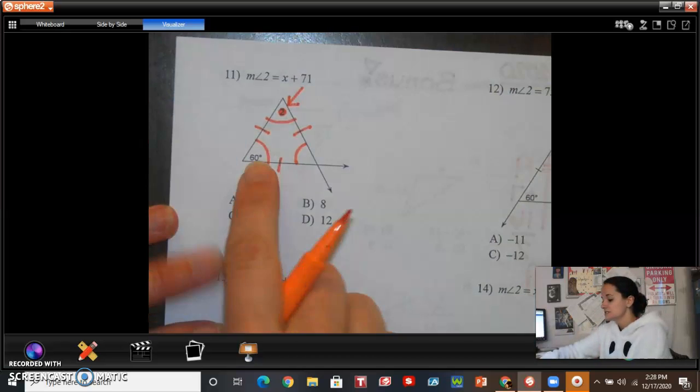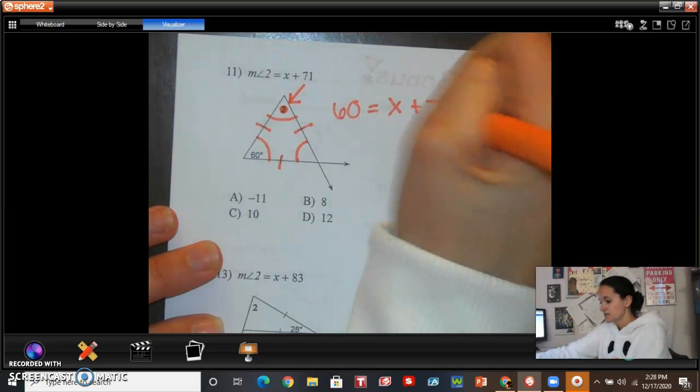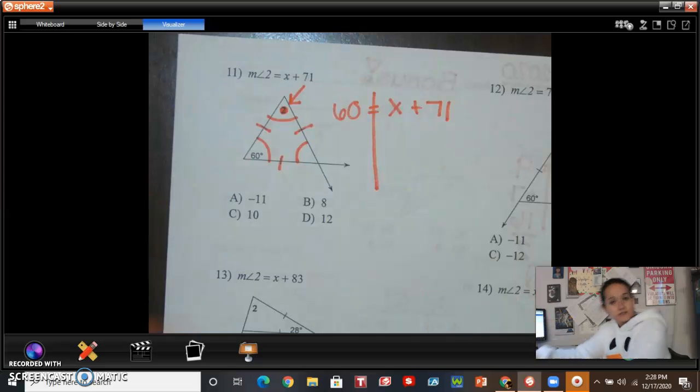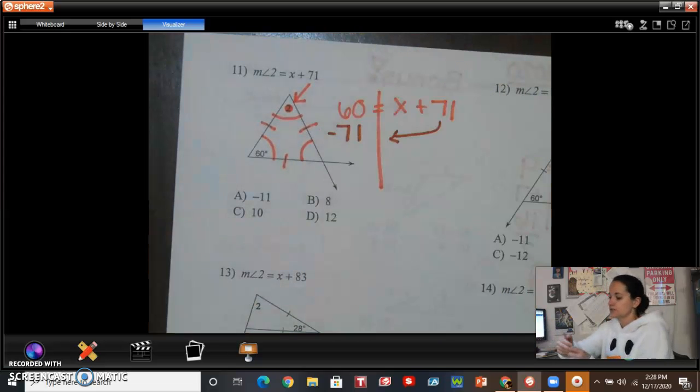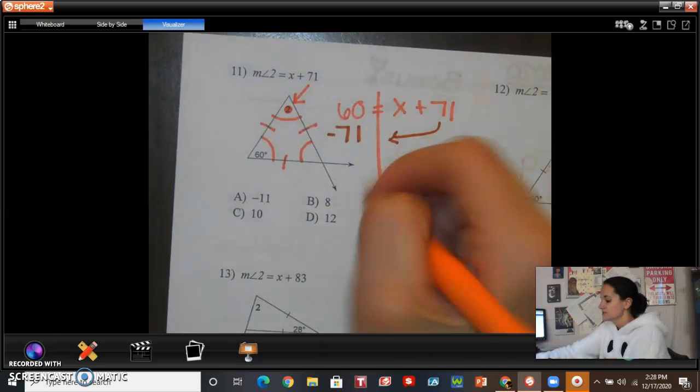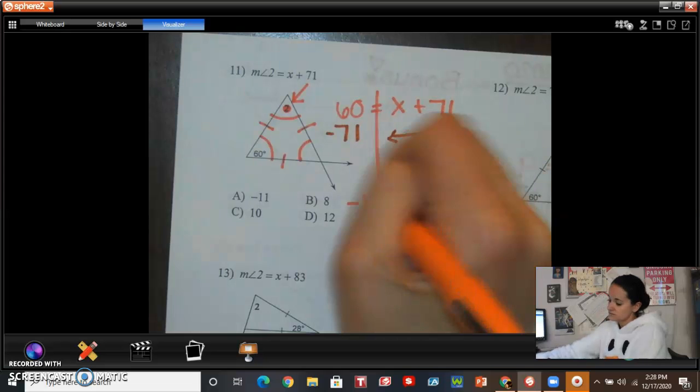So here's what we know. 60 is equal to x plus 71. By getting x by itself, we need to move this positive 71 over here. So we're going to subtract 71, and our final answer is -11 equals x.